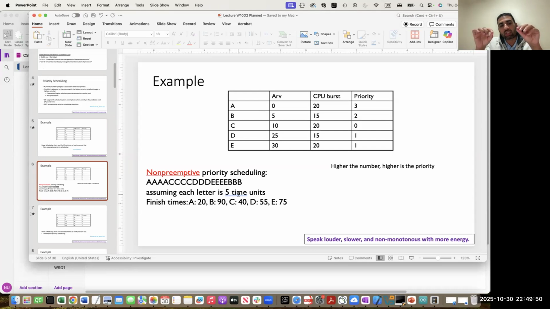So here I'm saying initially that A is running for 20 time units. And after that, its CPU burst is finished, then C runs. And the CPU burst of C is what? 20. So that's why C also has 4 characters. C, C, C, C. So 4 times 5 is 20. Okay. So it is just an alternative way of representing the schedule. But I showed you on OneNote using a Gantt chart.